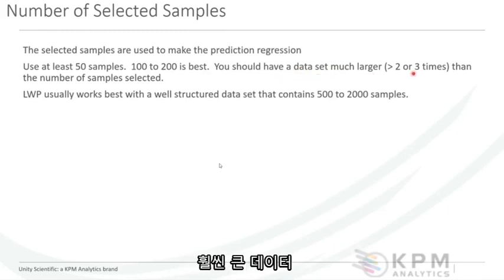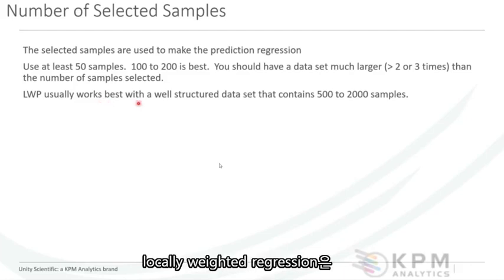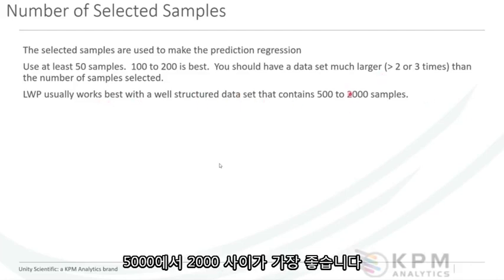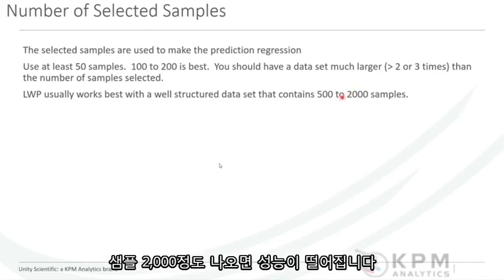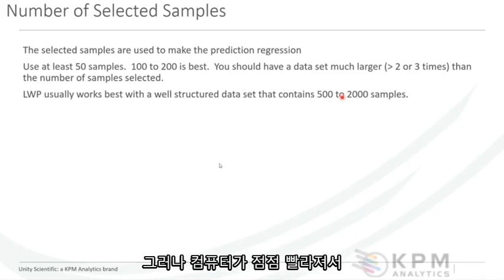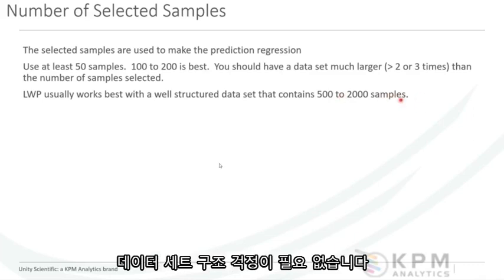You should have a data set much larger than the number of samples selected. This is what I was saying: if you're up around 1,500, 2,000 samples, you can get away with picking 200 samples, okay? Local regressions usually work best with a well-structured data set, 500 to 2,000 samples. If you get above 2,000, your performance will decrease a little bit, but again, our computers are getting so fast that's less and less of a concern.